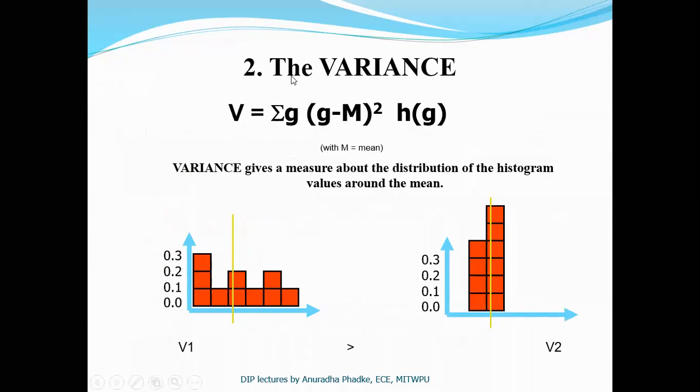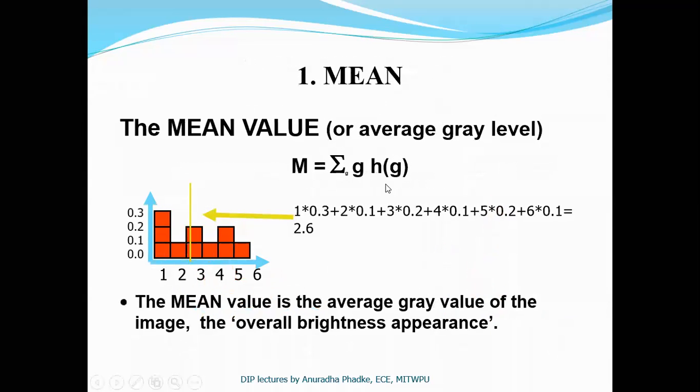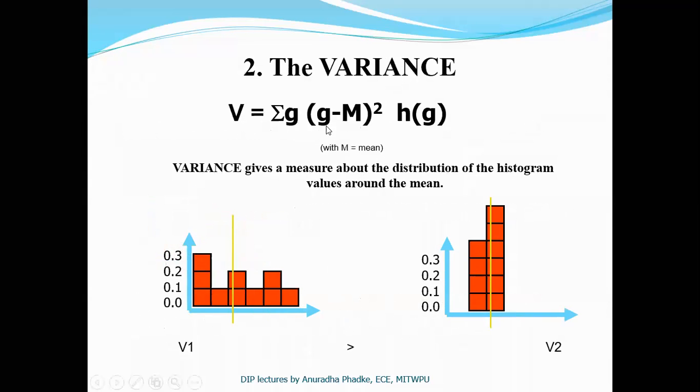So we can also determine variance from the normalized histogram. This is a mathematical equation to determine variance. Again, Hg is the normalized histogram. Here M indicates the mean value, which we have derived using this equation. Basically, the summation of (g minus M) squared into Hg gives us the variance of the image.